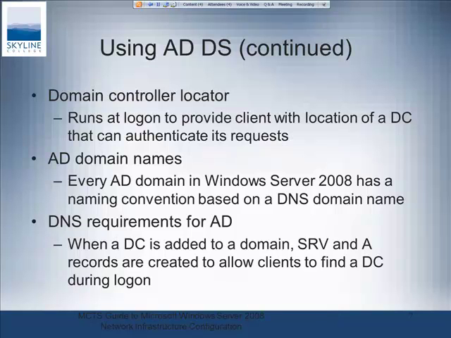DNS is required for Active Directory. When a domain is added, the SRV and A records are created to allow the clients to find the domain controller during logon. If you don't have the SRV record, and what I have found is typically the A record will be there regardless, the SRV records may be the ones you're missing, and that's what's in those 4 folders that get created automatically for you. Do you have to use a Windows server for this?